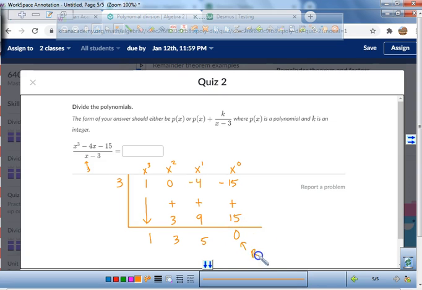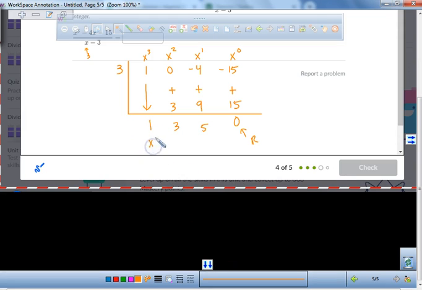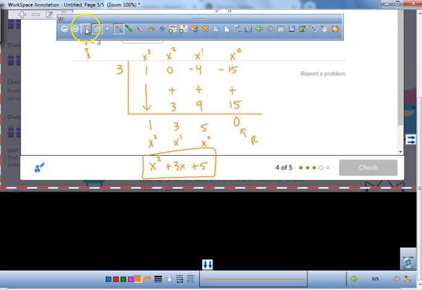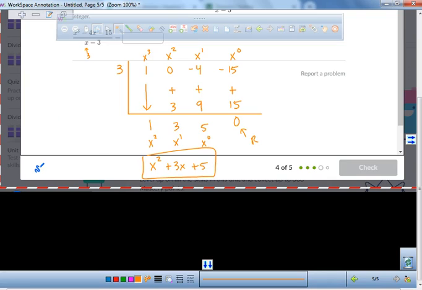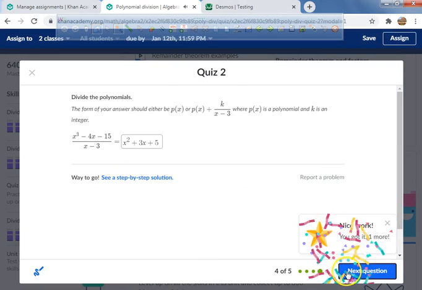Our remainder is 0, which means we actually found a factor, so we don't have to worry about putting a remainder at the end. I'm sorry, I wish I had a little bit harder question, but I didn't receive one. Okay? So my final answer is going to be 1x squared. Just leave it x squared, plus 3x plus 5. And voila, there's my answer. So I'm going to type in x squared, I think it was plus 3x plus 5. Let me check. Perfect.